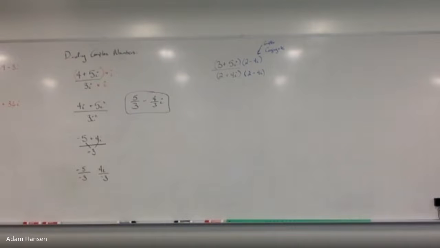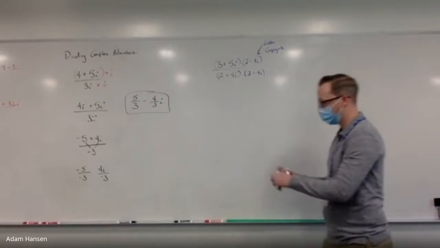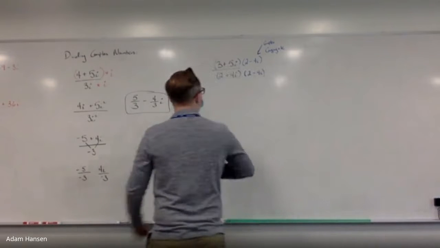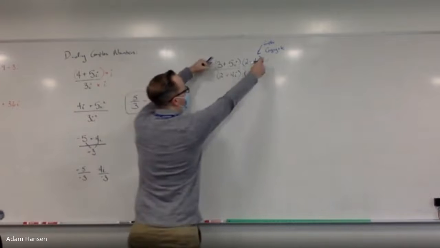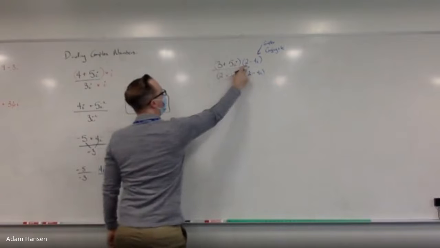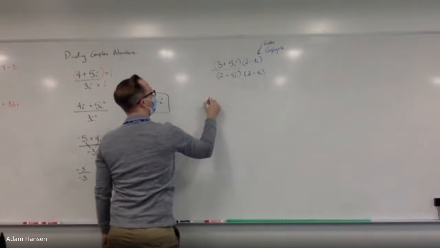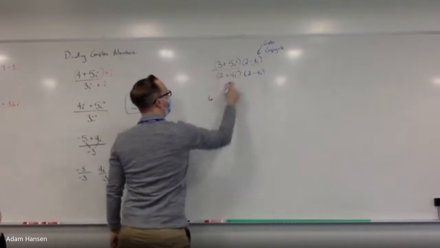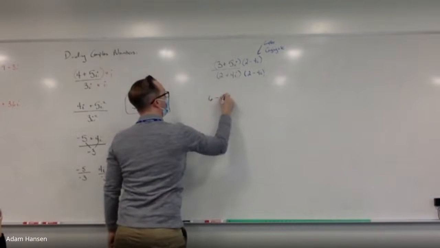Does that make sense? You can multiply, you can also really divide. So let's start distributing. It's going to take a little bit of work because I have to multiply the top pair together as well as the bottom pair. So 3 times 2 makes 6. 3 times negative 4i is negative 12i.